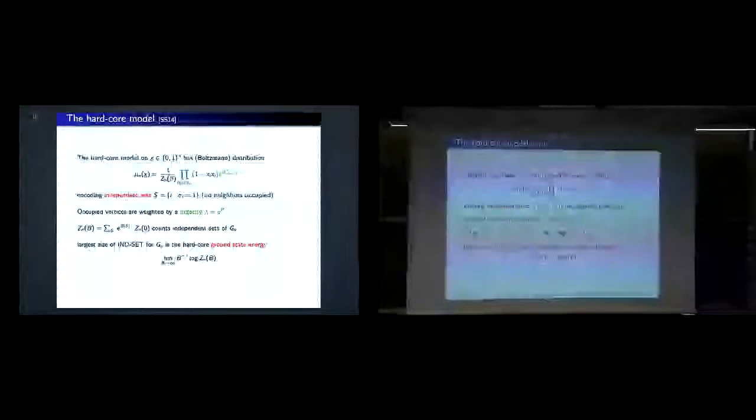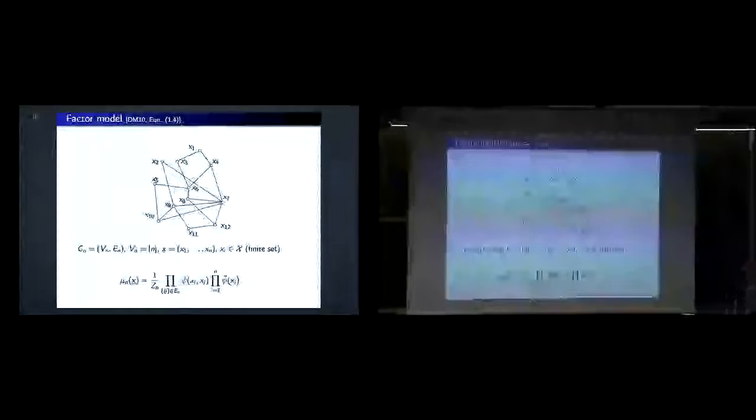Then you have this analog of the magnetic field, e to the b, usually called lambda, the fugacity, and it gives a different weight according to the size of the independent set. We mentioned that if you take b equal to 0, you count the independent sets of the graph, and if you look at the limit as b goes to infinity, you get the hardcore ground state energy. So these are the three models we will look at.